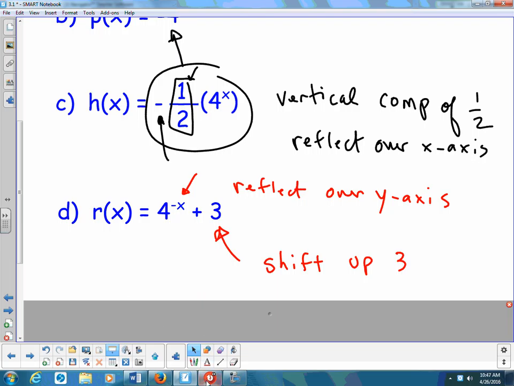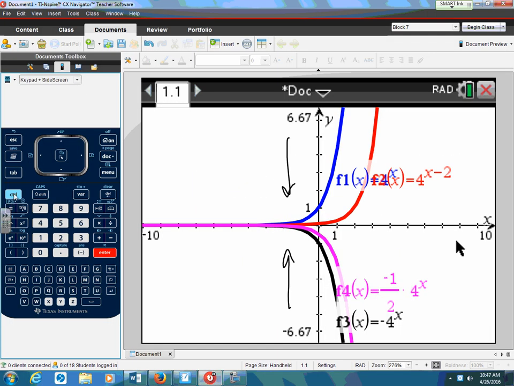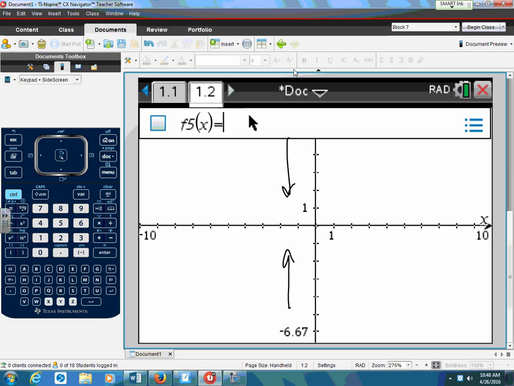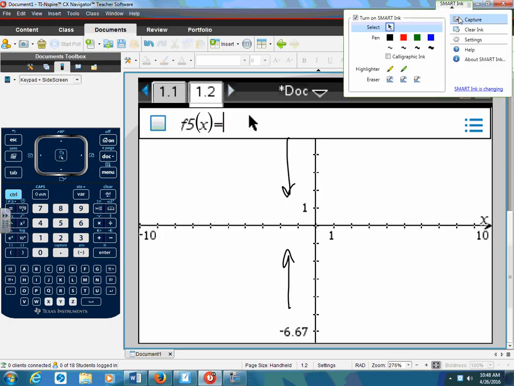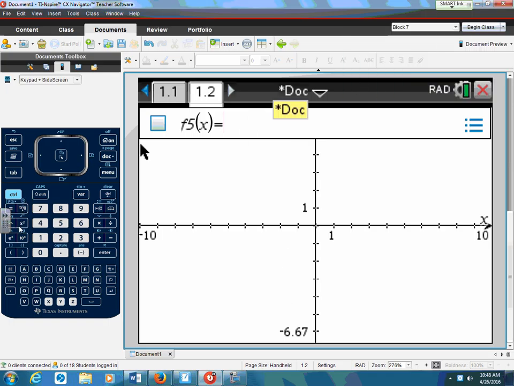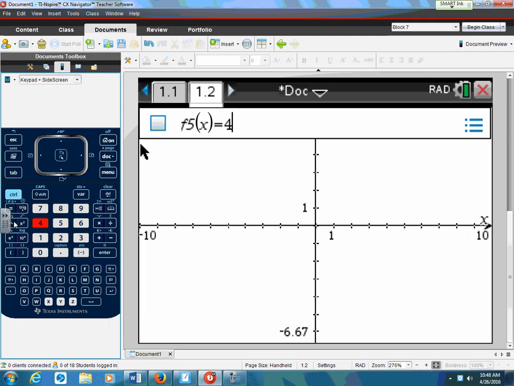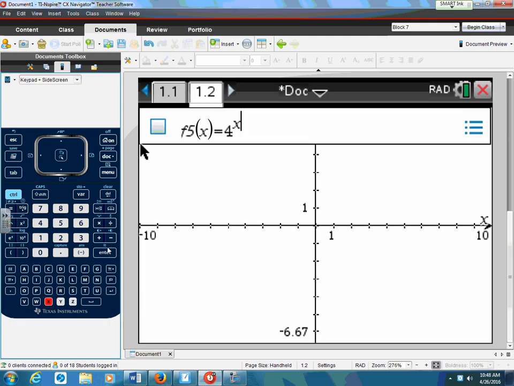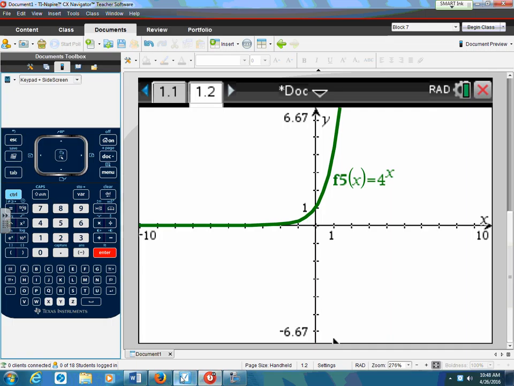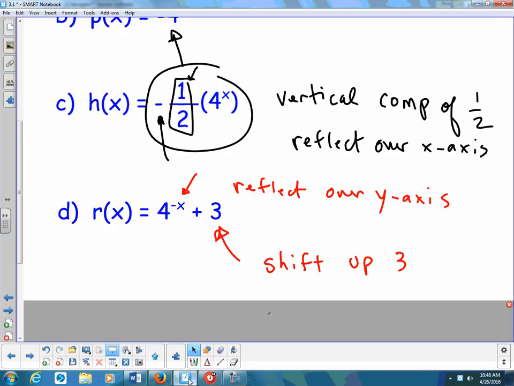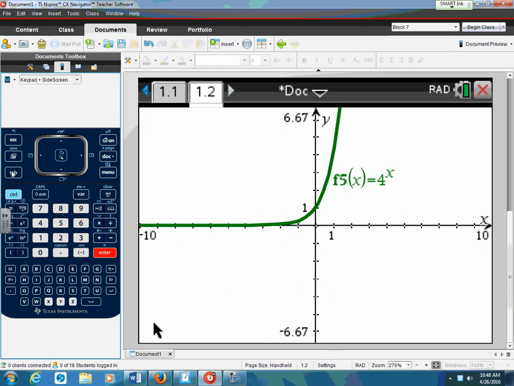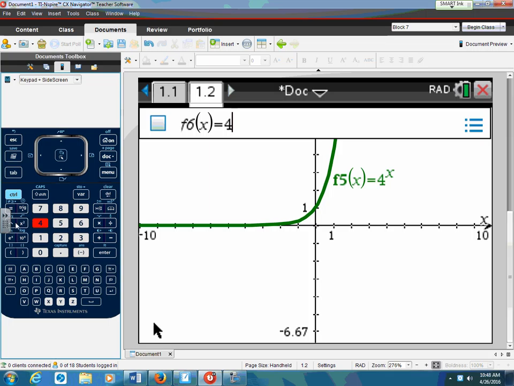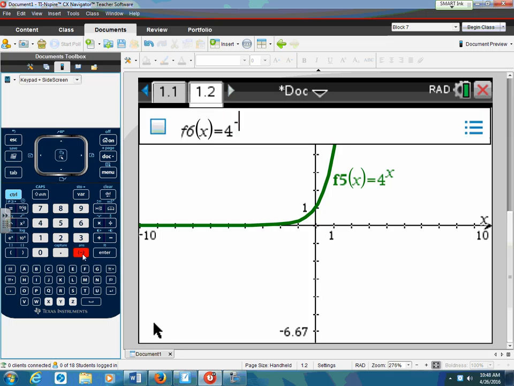I want 4 to the negative x plus 3. Let me add a new page here. Graphs, clear out this ink. So I want my parent function, which is 4 raised to the x. So there's my parent function. And I wanted to see 4 to the negative x plus 3. So I'm doing 4 raised to the opposite of x, and then I'm going to get out of that exponent and do a +3.